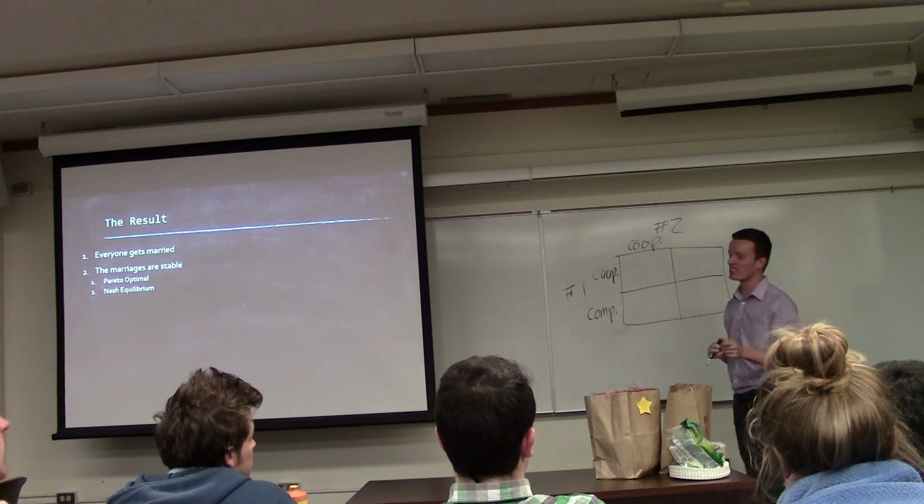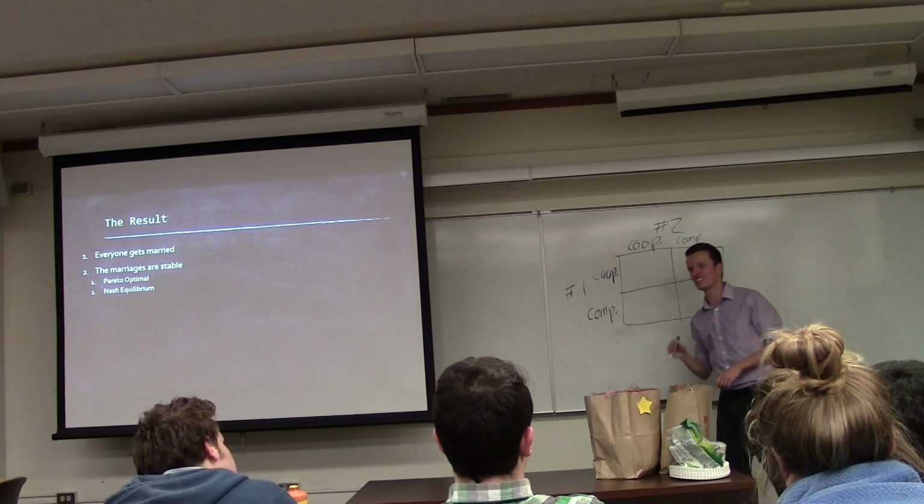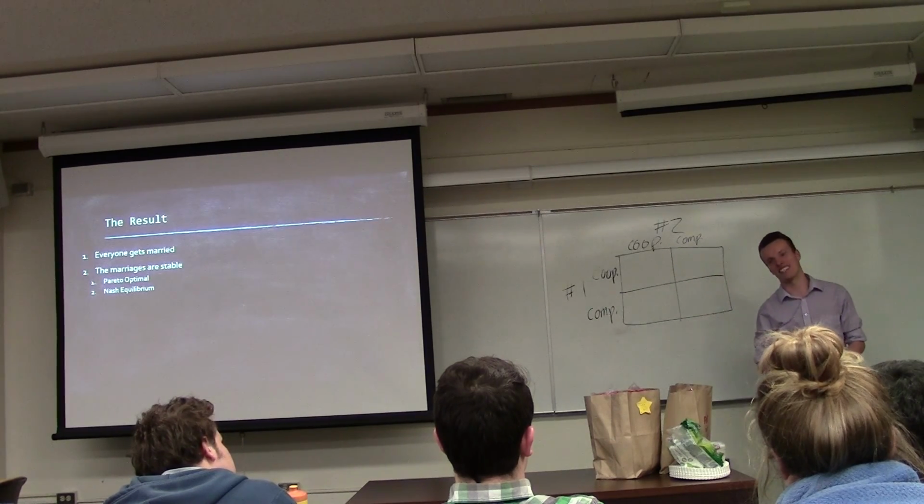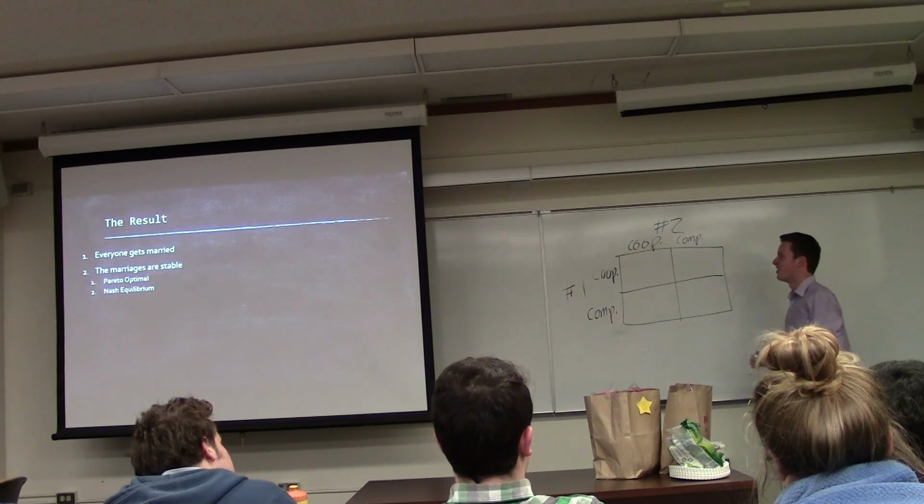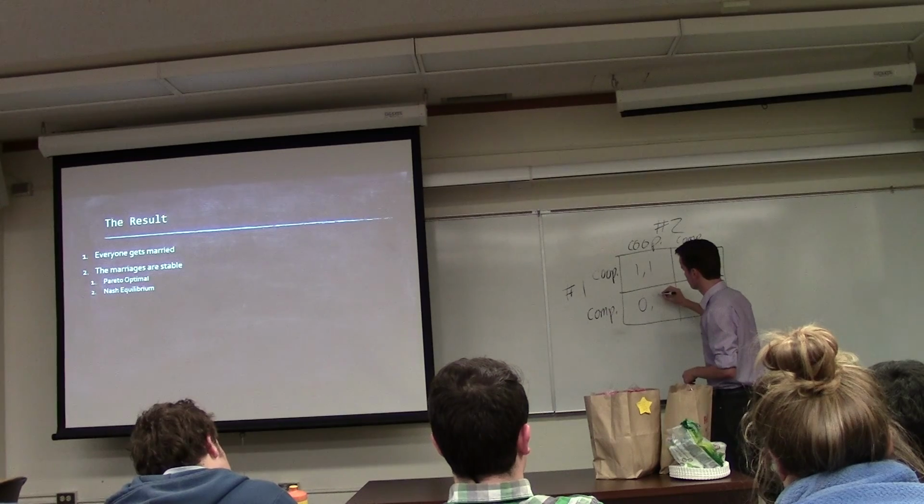So what's best for the group is they both cooperate. But what's best for an individual is that you're selfish and your buddy's a nice guy and you take advantage of that. So I'm going to put numbers here. These represent the number of years in jail.